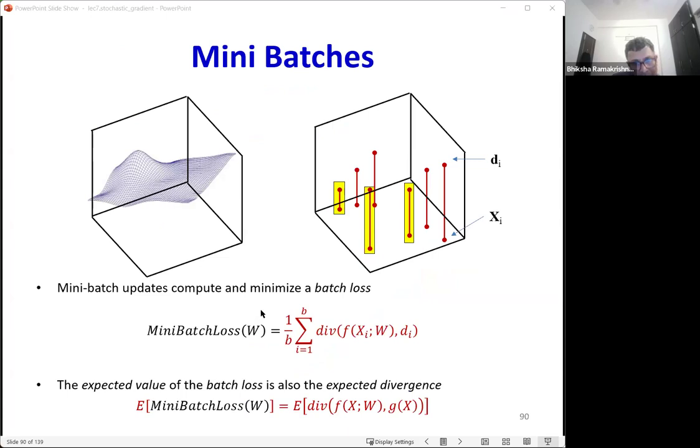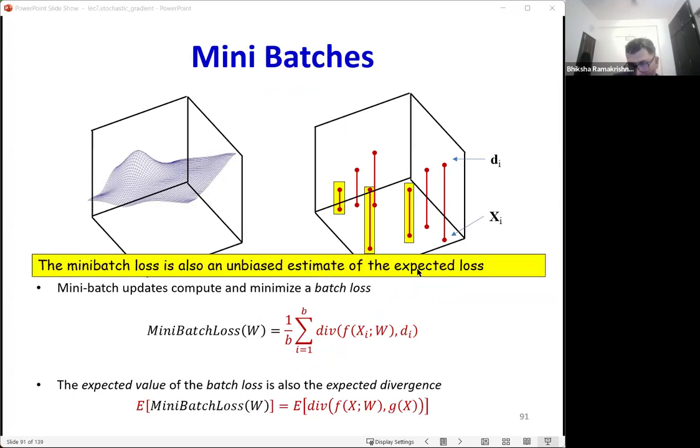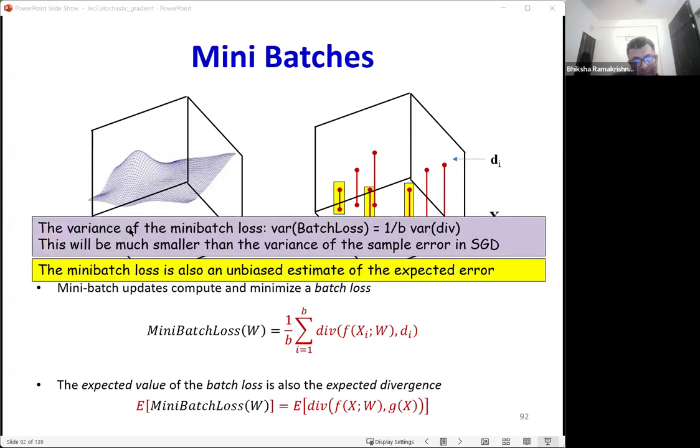And so now the mini batch loss is the average divergence over a small set of training samples. And as it turns out, the expectation of this is also the same as the expected divergence. So this is also an unbiased estimator, because the expected value of the mini batch loss is the same as the actual objective you're trying to minimize. But then the variance is 1 over B times the variance of the divergence itself.